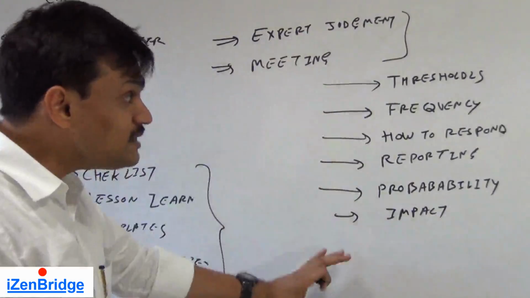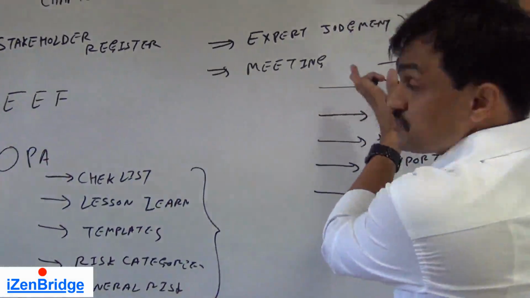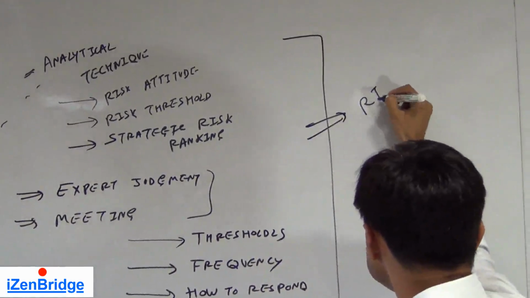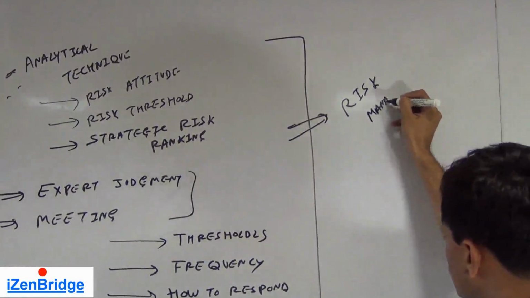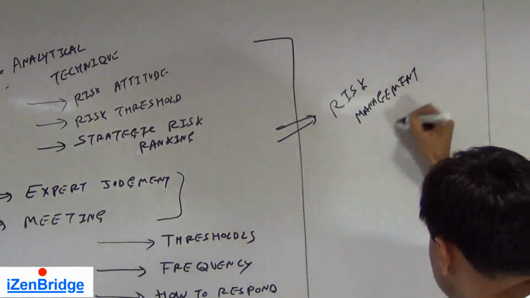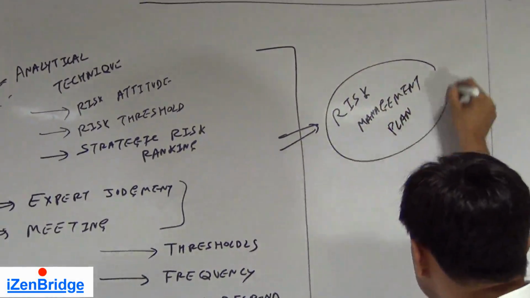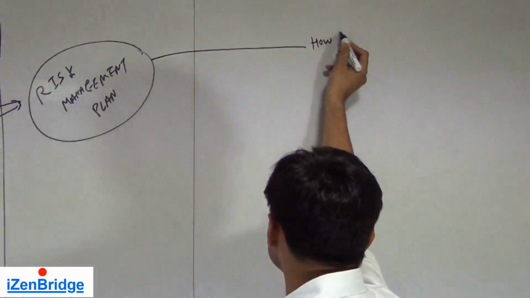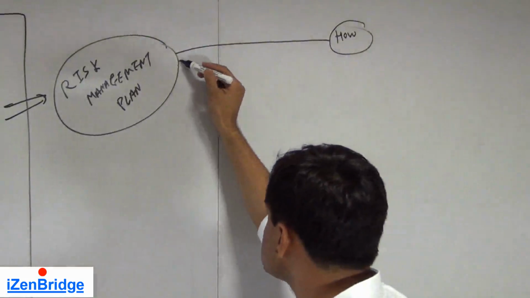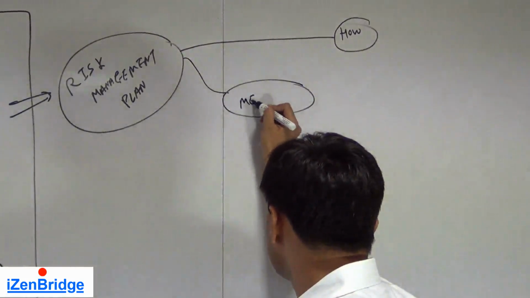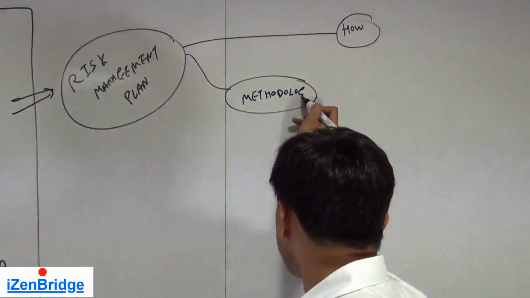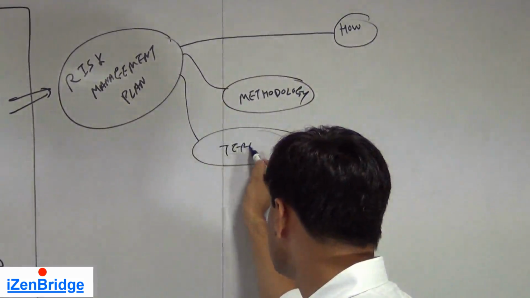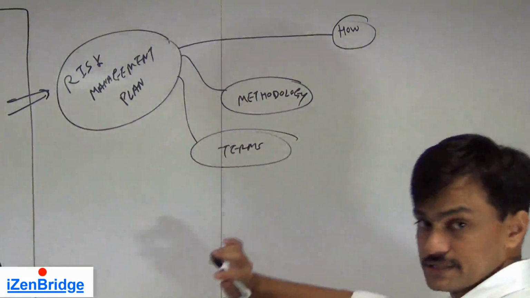Now, on the basis of our meetings, expert judgment and analytical technique, we come up with the risk management plan. Now this risk management plan will tell us how we are going to do the rest of our processes. It will also tell us a methodology for managing the complete risks. It will also give us a definition of various terms which are used in risk management.